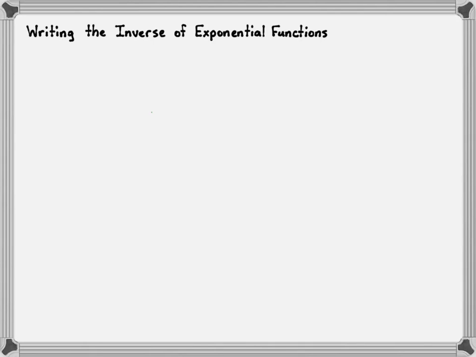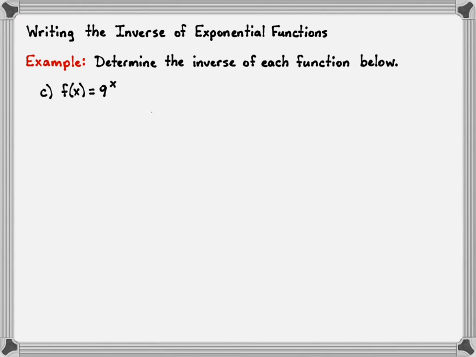Writing the inverse of an exponential function. Let's take a look at an example of this. Let's determine the inverse of each of these functions. This is exactly the same as what we've been talking about with inverse functions all along. How do I write an inverse function? I write an inverse function by replacing the y with x and the x with y. So here it says f of x equals 9 to the x. The first thing I'm going to do is swap those. So that's going to say x equals 9 to the y.